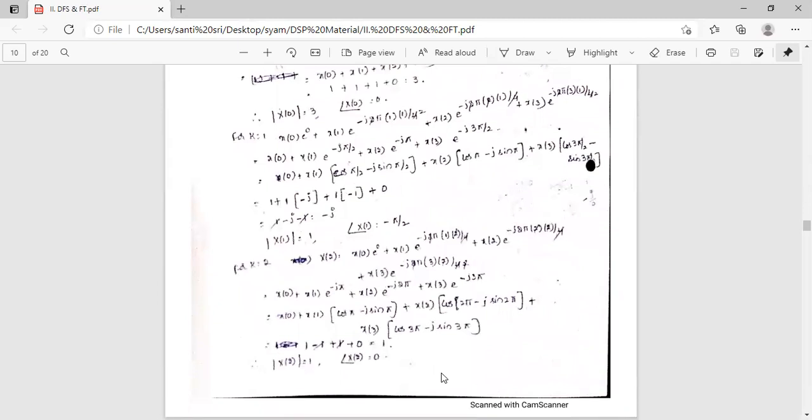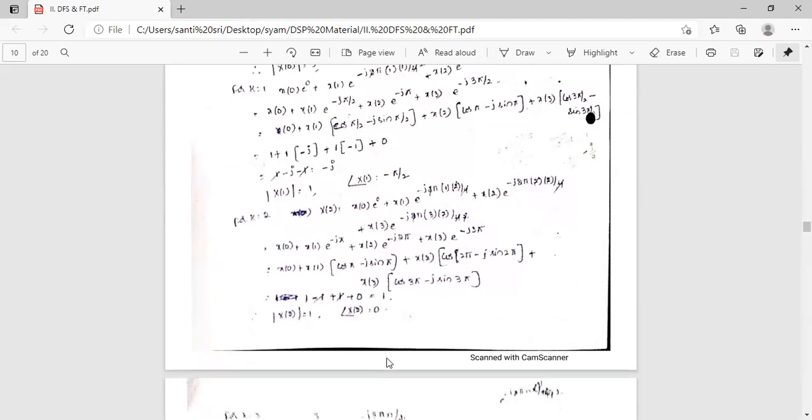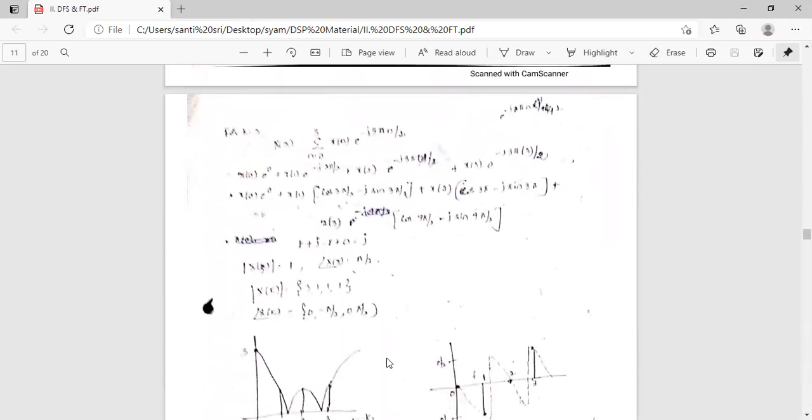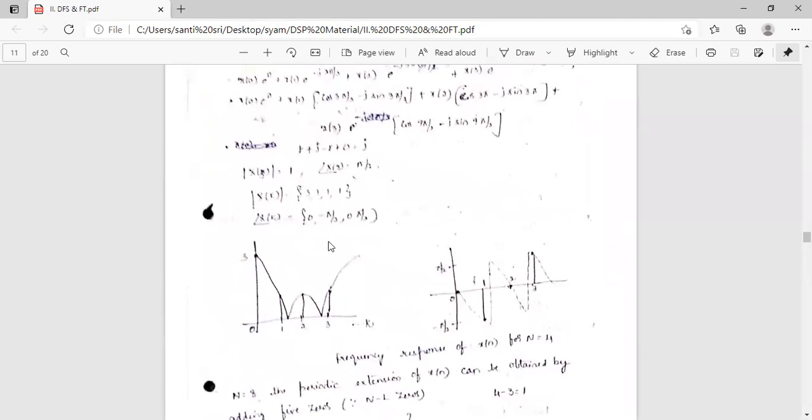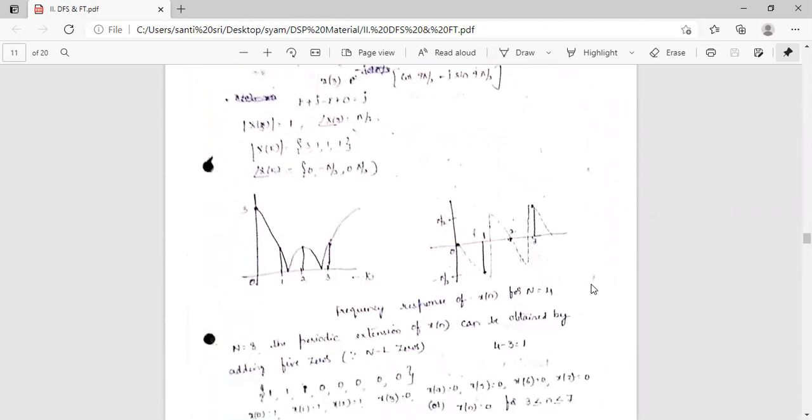Like that, we will find the magnitude or amplitude and the phase angles. Here the real term is there and the imaginary term is 0, so tan inverse of 0 by 1, that is tan inverse 0, that is 0. So that is the phase angle. Like this, we can find the magnitude and phase angles for X of 0, X of 1, X of 2, and X of 3. Then we draw the plots of amplitude versus frequency and phase angle versus frequency, like this.